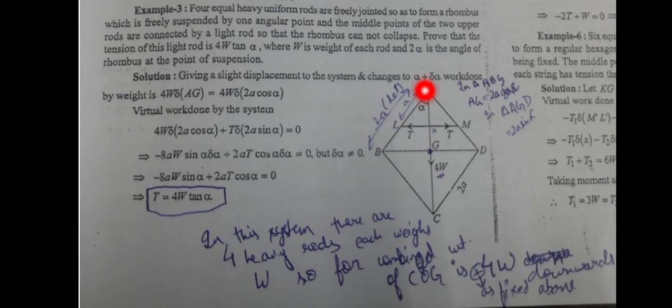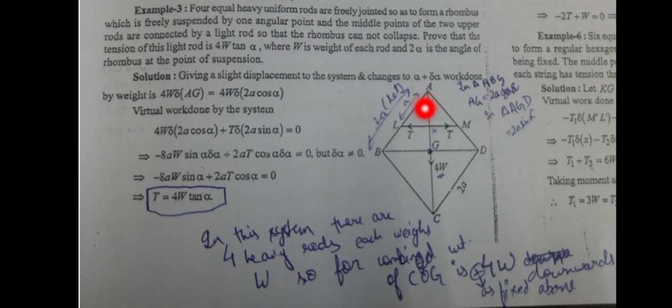Now let us solve an example of virtual work. Four equal heavy uniform rods are freely jointed so as to form a rhombus, which is freely suspended by an angular point, and the middle points of the two upper rods are connected by a light rod so that the rhombus cannot collapse.